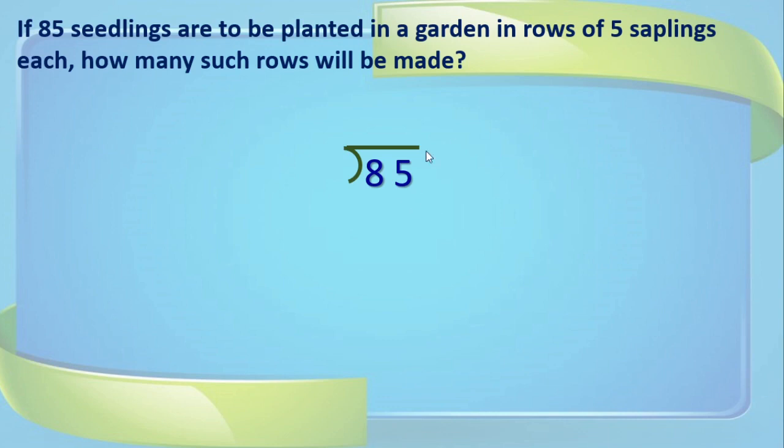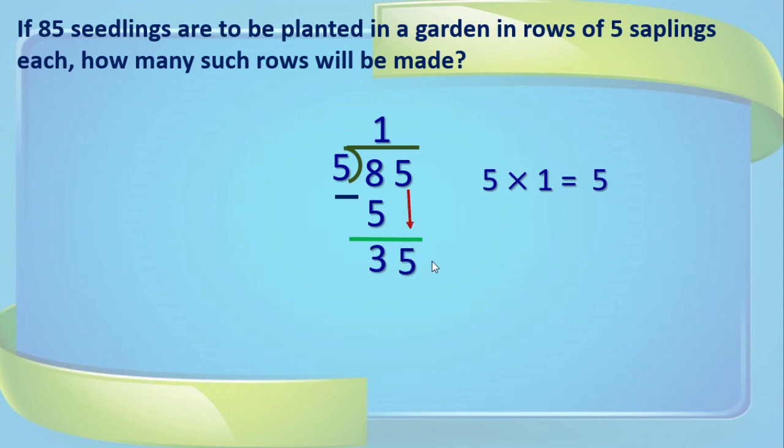We will see here. 85 divided by 5. 8 is greater than 5. So we can go directly, 5 ones are 5. Right? 8 minus 5. What remains? 3. Right? Now 3 is smaller than 5. So what will we take? Here let us take 5 down. Now it is 35. Now 5 sevens are 35. We know that. 5 sevens are 35. Now 35 minus 35, that is nothing but 0.